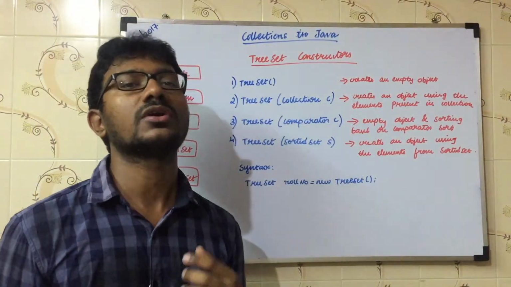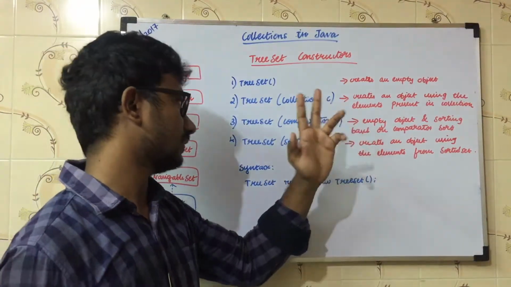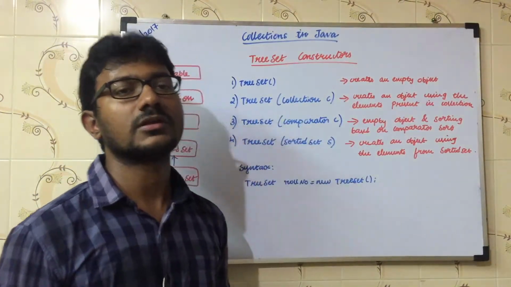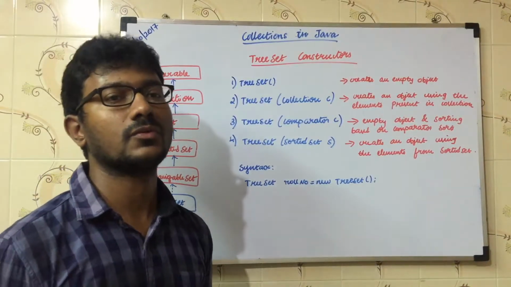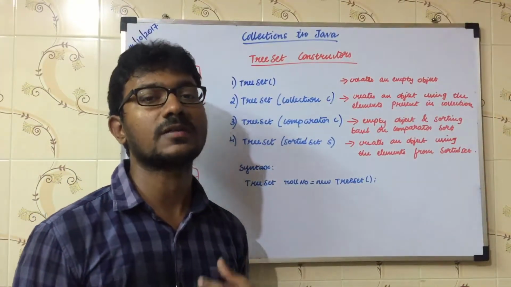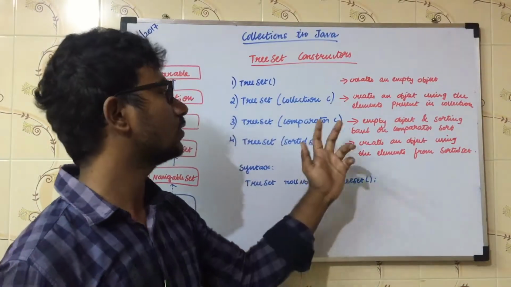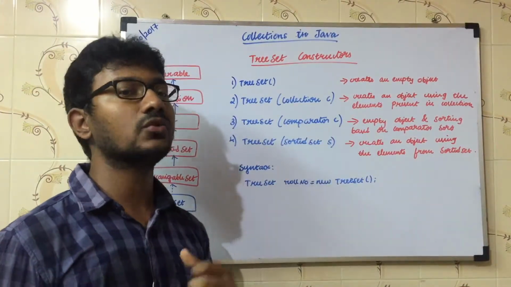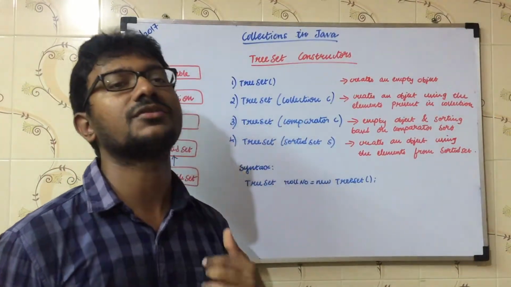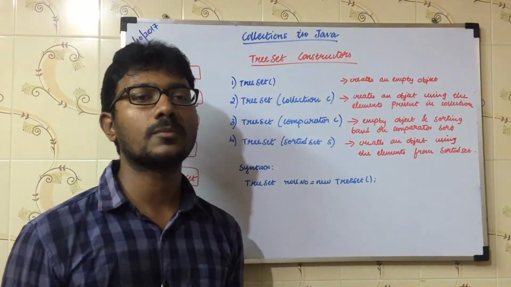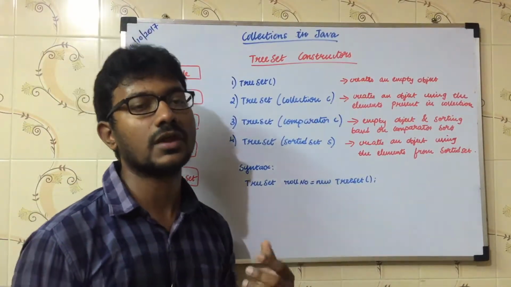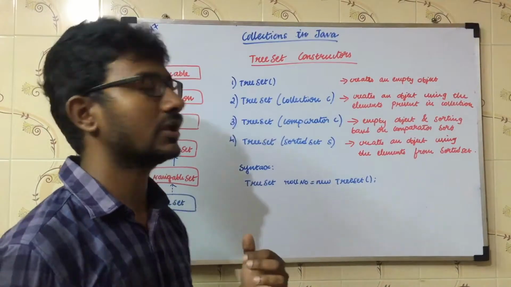So it will try to create an object using the elements that are present in this collection C. TreeSet(Collection c): the default sorting order for the TreeSet is ascending order. If you need descending order or some custom sorting order, then you can create a Comparator object and send it as an argument for creating the TreeSet object. We'll talk more about the Comparator in the upcoming videos. For now, just consider this a way to override the default sorting order.